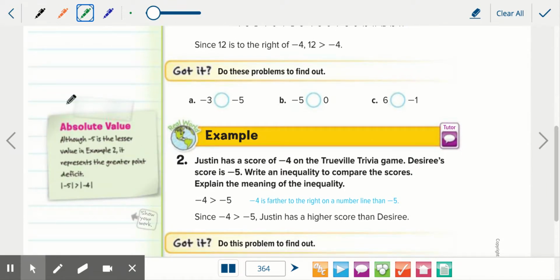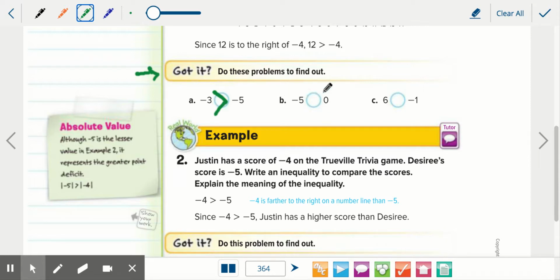All right, let's do these got it problems. I want you to go ahead and try these got it problems. What symbol would you put? So I have -3, -5. Well, if I'm thinking about it on a number line, -3 would be further right. So this is a greater than symbol. -3 is larger than -5. Now remember, if they're both negatives, it's like opposite land.